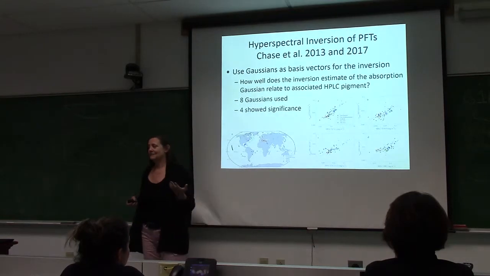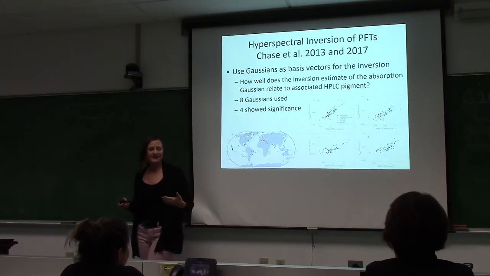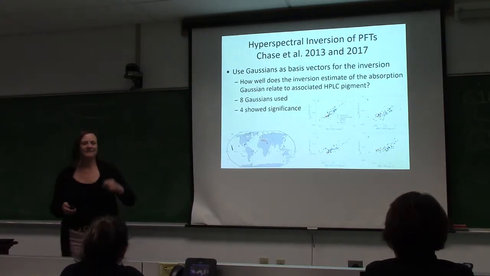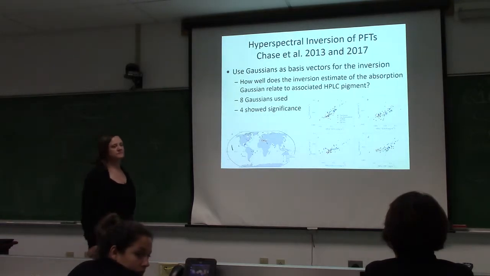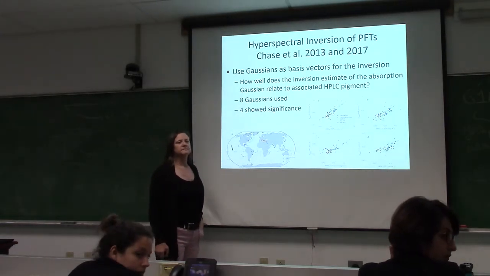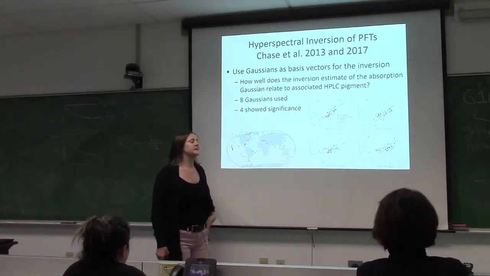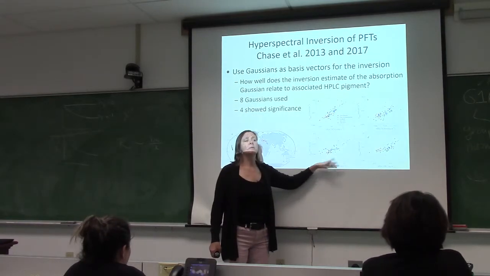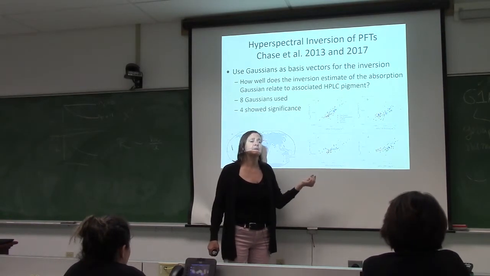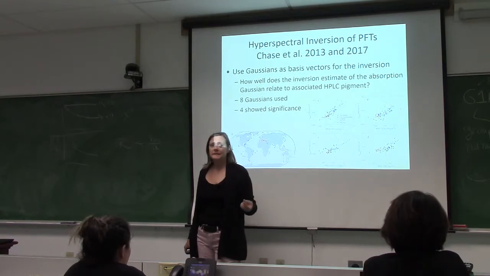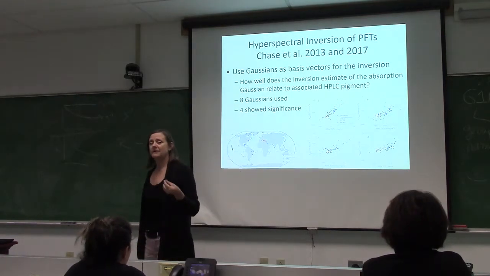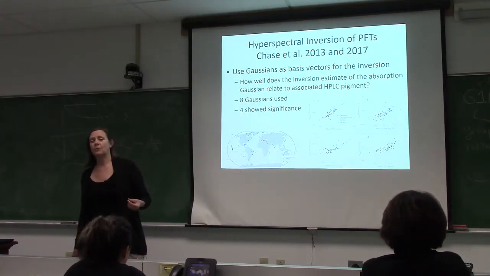I mean, that means that you can start to get pigment concentrations, right? Yeah. Not quite clear. So she used 8 Gaussians for 8 different pigments, and it turned out that 4 of the pigments were significantly related to the extracted HPLC. Yeah. So some of them are so small that they just don't contribute. They're important diagnostic pigments, but they're not important absorption-wise.